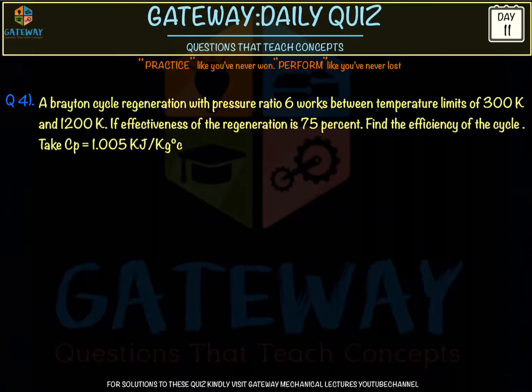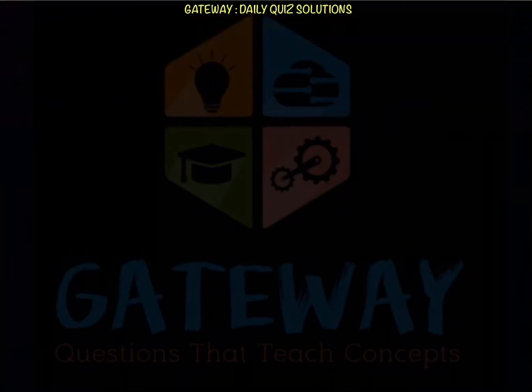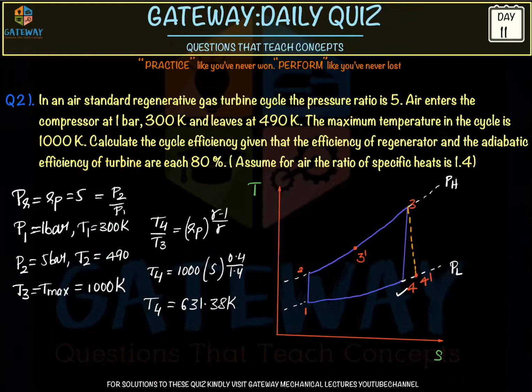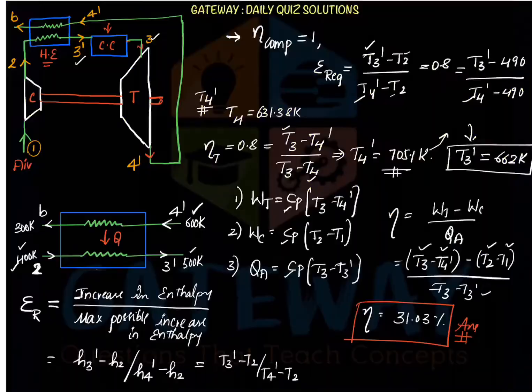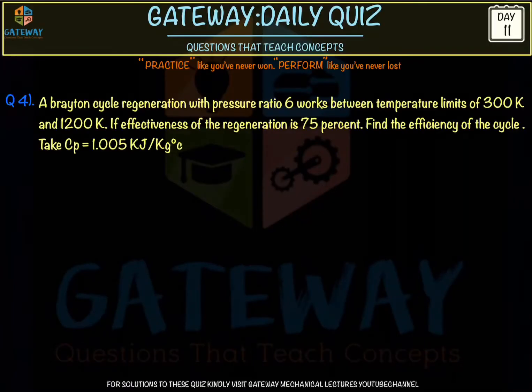Now we will be entering into question number 4. Here again we have taken the Brayton cycle, the Brayton cycle with regenerator. See, here we consider the second question, the gas turbine cycle. Here we don't have any regenerator. Here also we have regenerator. But this is a simple question where we need to calculate the efficiency. Here the turbine isentropic efficiency and everything was not given.